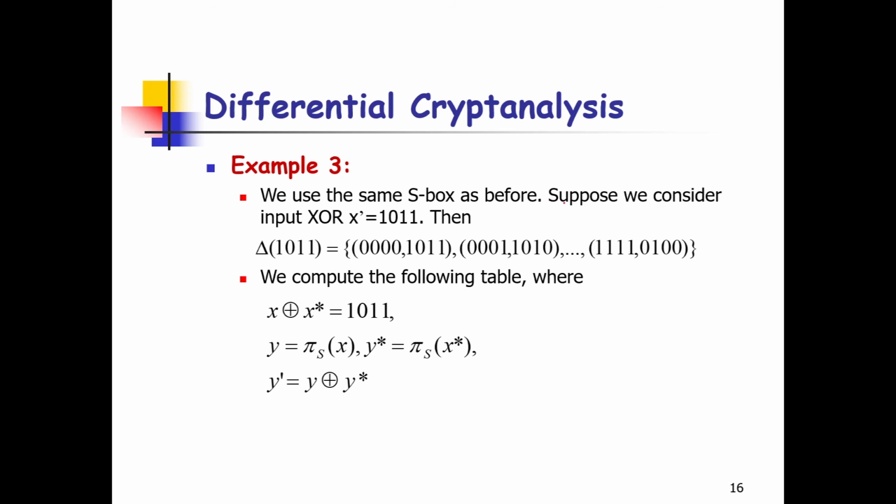Here in this example, we are given the input XOR difference. For this difference, there can be multiple input pairs, like this and this. There can be many. For all of them, the XOR should be the same. Now, if y corresponds to pi x and y star corresponds to pi x star, then the difference in the output should be this.